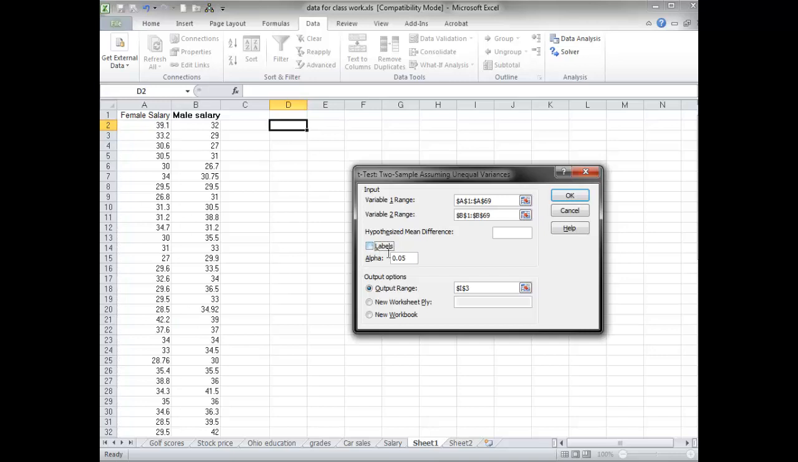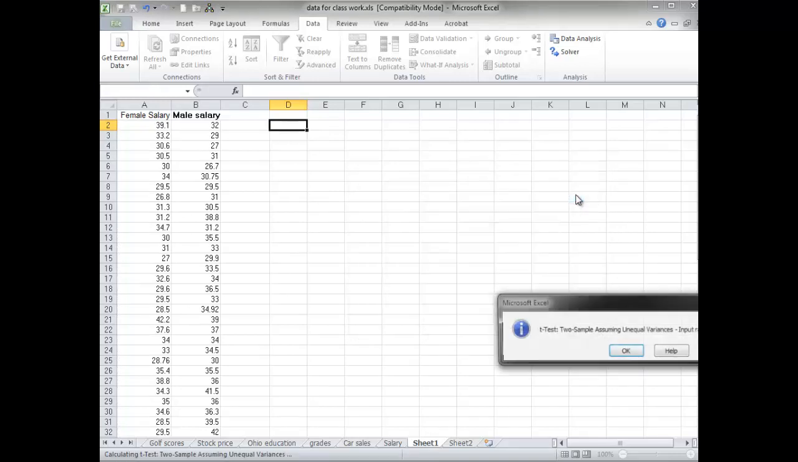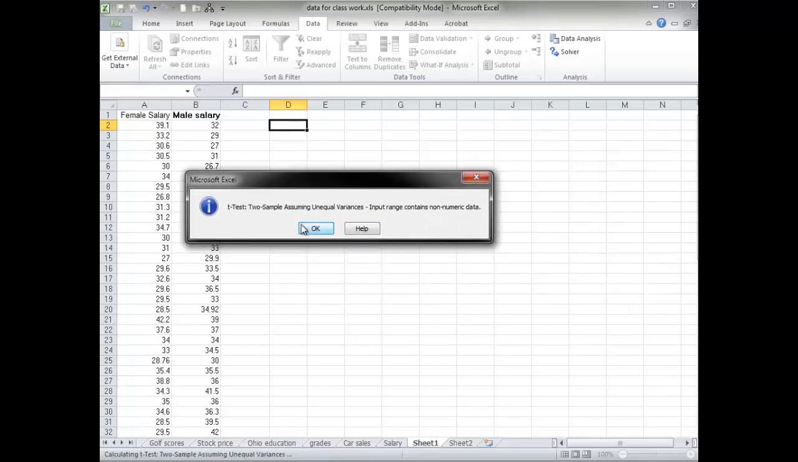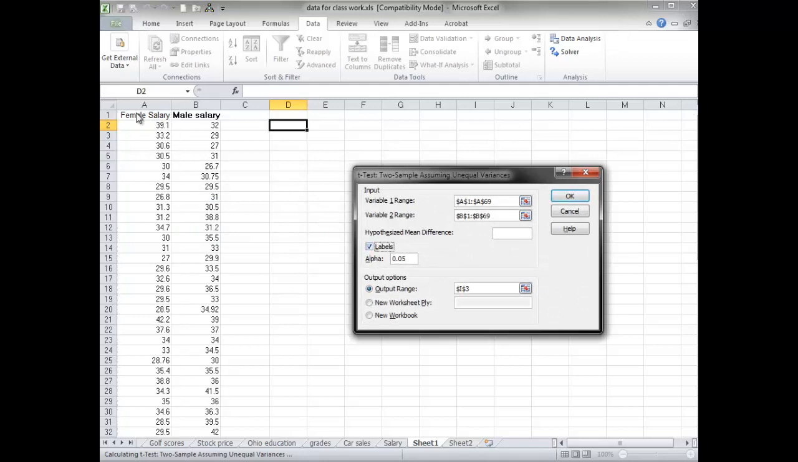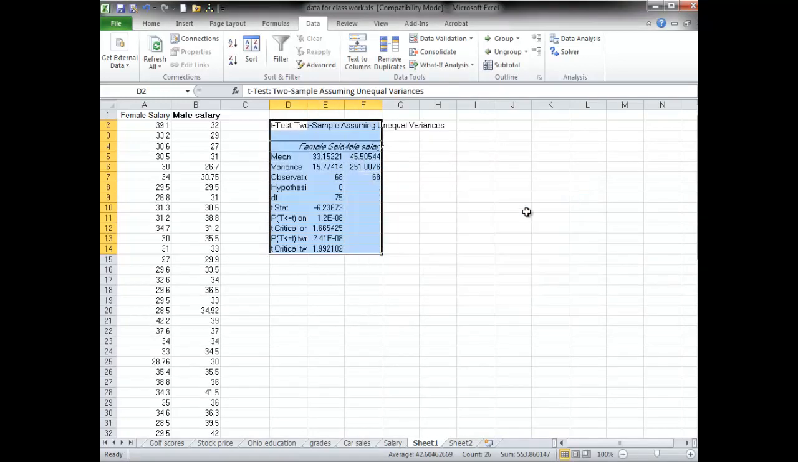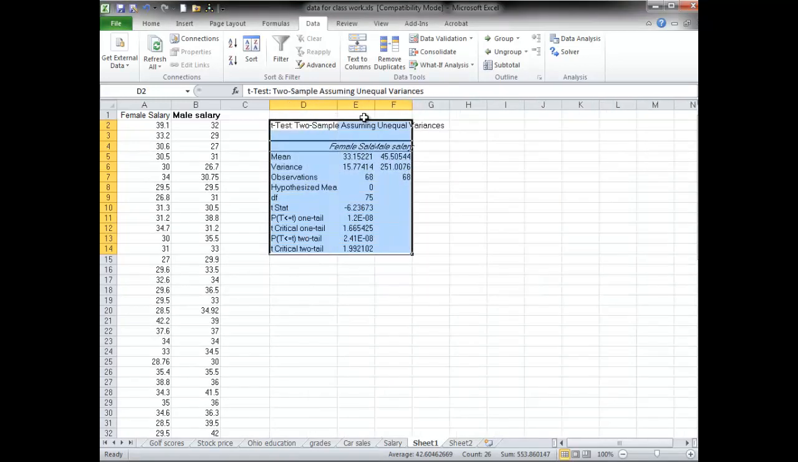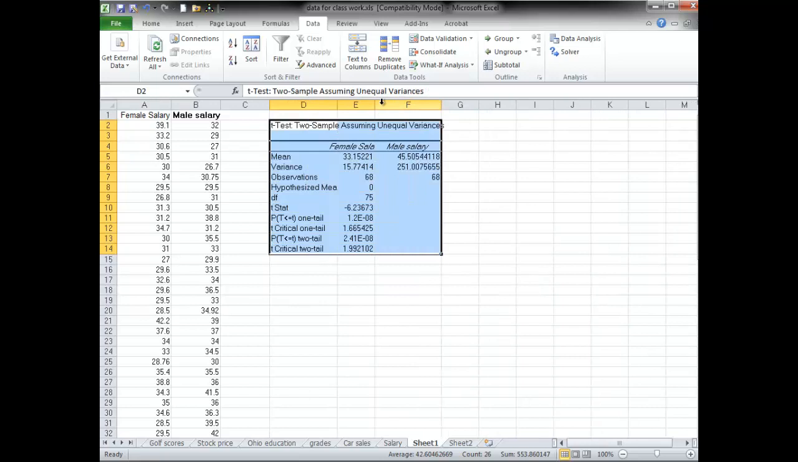If you forget to do this, and if you hit OK, you'll get an error. It says input range contains non-numeric data. It contains text. Okay, so you say OK, and then you click on labels because the first row includes text. And then I could get the new output to a new worksheet ply, but I want this output to come in here. Okay, so I'm just going to do that. And we will look at the result. Okay, Excel calculates everything almost immediately and gives me some numbers.